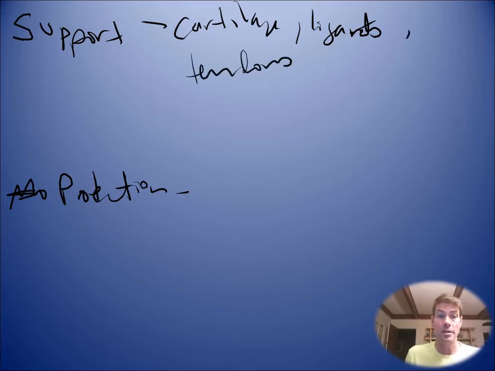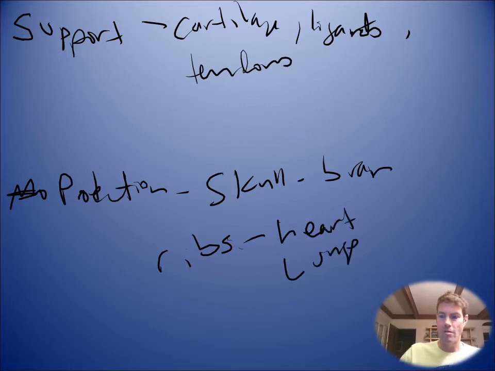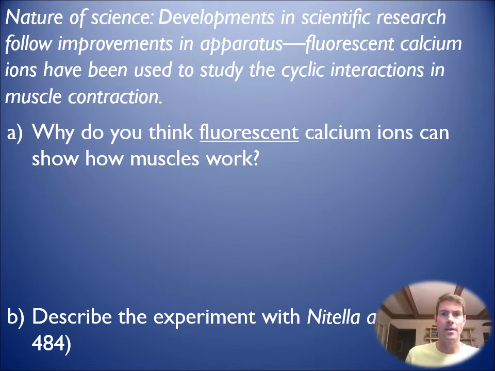And protection, think about what I have right here. Your skull helps to protect the brain, and right below it, your ribs help to protect two main things, H and L, and you know what those are: heart and your lungs. So that's the basic overview of our skeletal system.